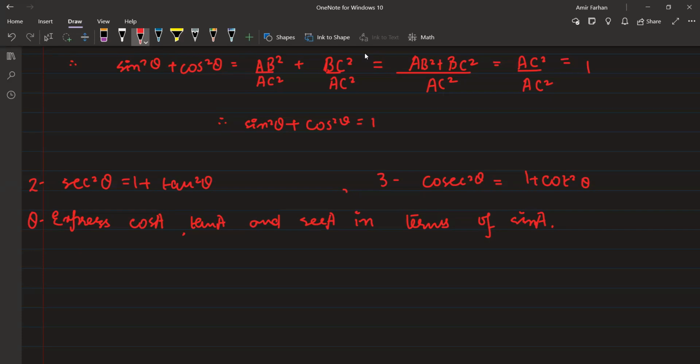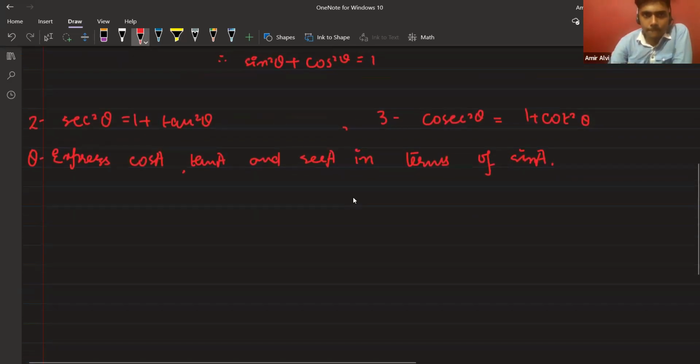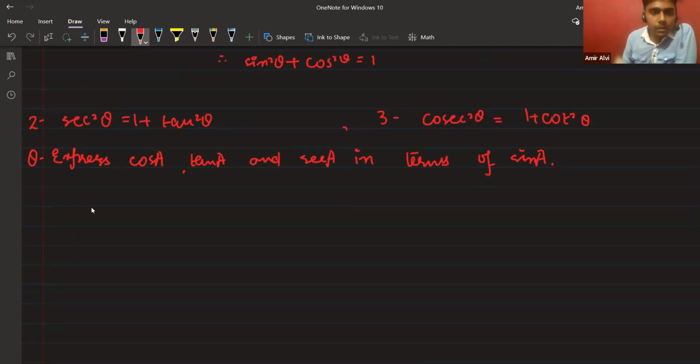Fair enough. Any progress? Yes, tell me. For cos A, we will square the whole equation, and it will become sine square theta is equal to 1 minus cos square theta. What's the final answer for cos? Let me know.